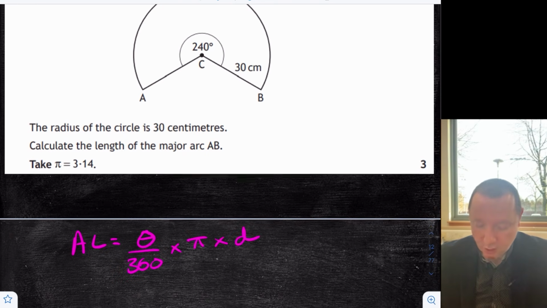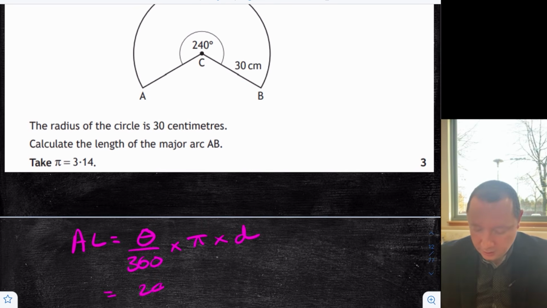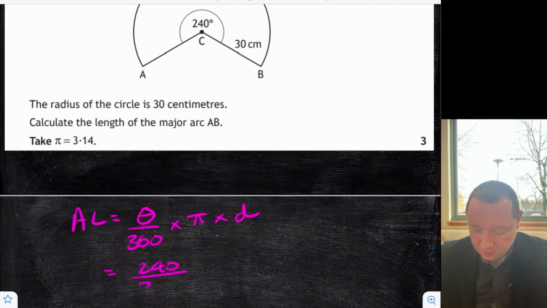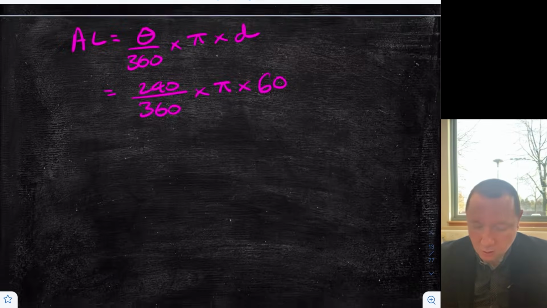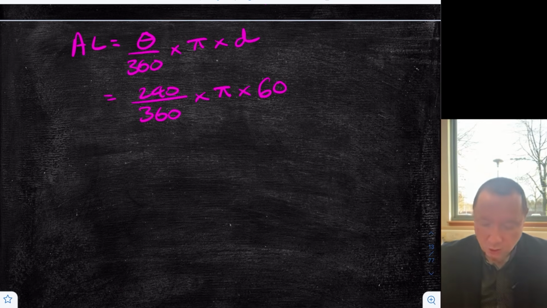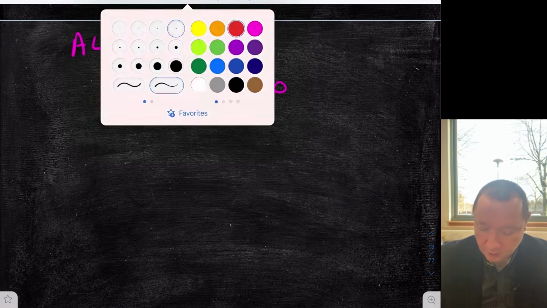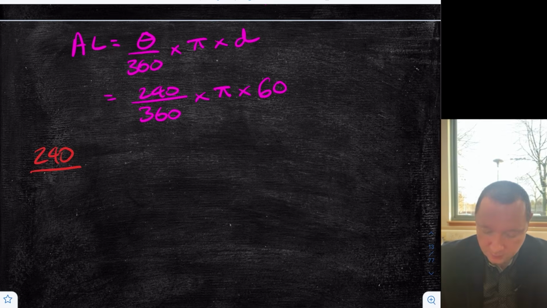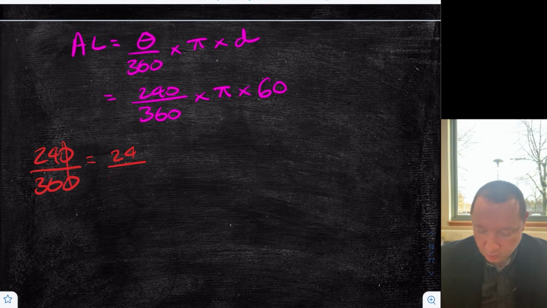Now we can just substitute in. Our angle is 240 out of 360 times pi times 60. Double 30 makes 60. So at this point, you might be wondering, what can I do? Well, to calculate this without a calculator, it's always best to simplify any fractions first. So I'm just going to take the 240 over 360. I can drop the zeros straight away to get 24 over 36.